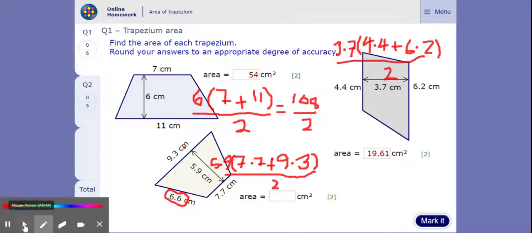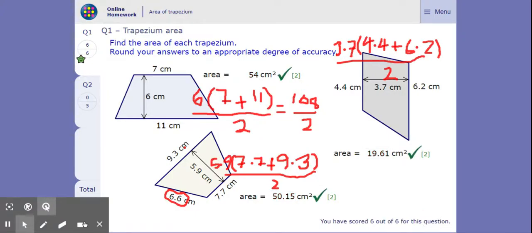So again, put that into your calculator nice and carefully. So we've got 7.7 plus 9.3 times 5.9 divided by 2, and that is 50.15. And let's just check, see whether we got those right. And they're right. So that's how we do question 1. Hopefully that clears a few things up. Question 2 will be in a separate video.